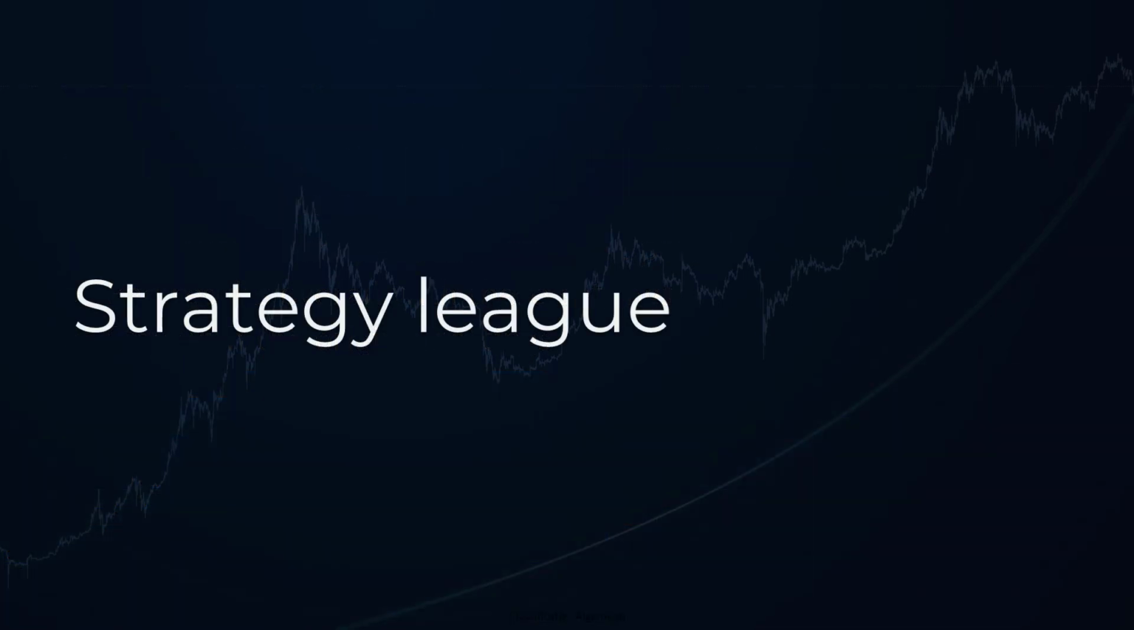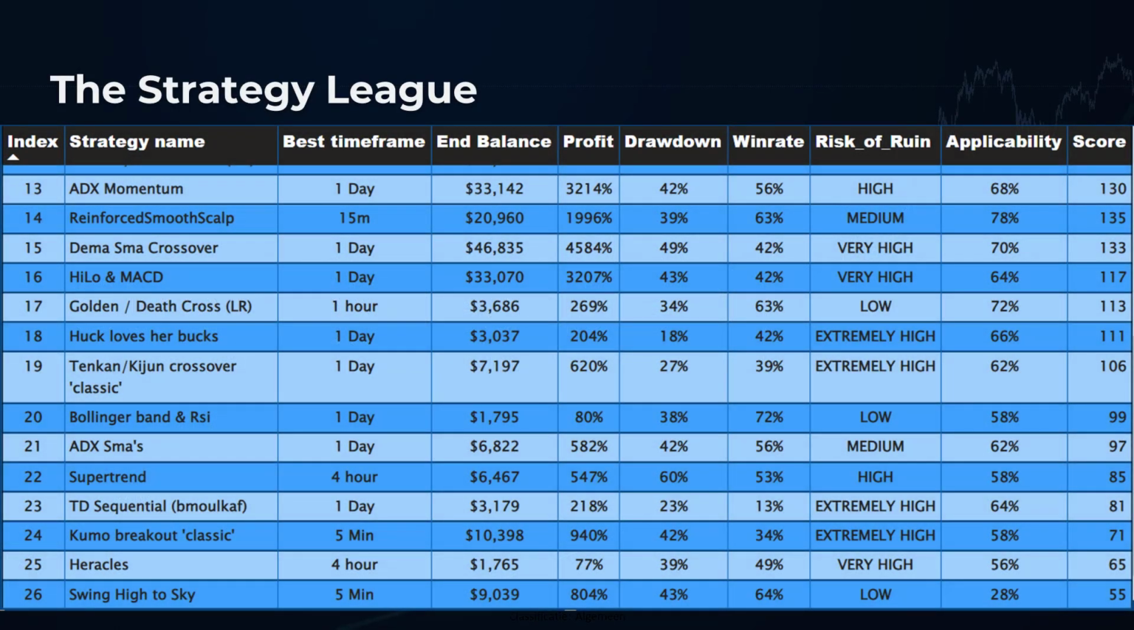So now let us see where the strategy ends up in the total league. And that is on the 24th spot. Just like the other 5-minute swing high to sky strategy, its ability to make large profits is significant in comparison to the other lower classified strategies. However, its possibility for a large drawdown, together with the extreme high probability to get ruined, makes this a high risk strategy to use in my book.